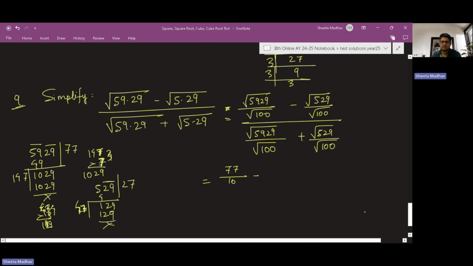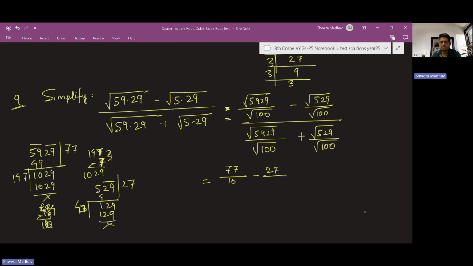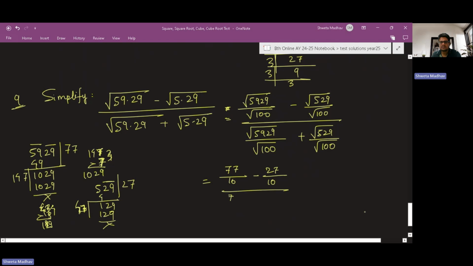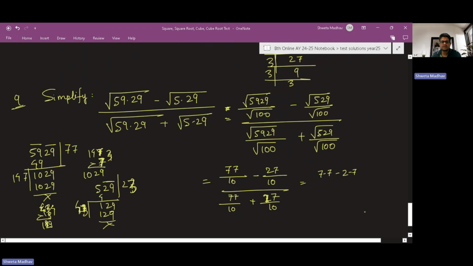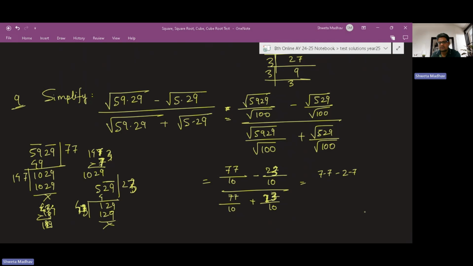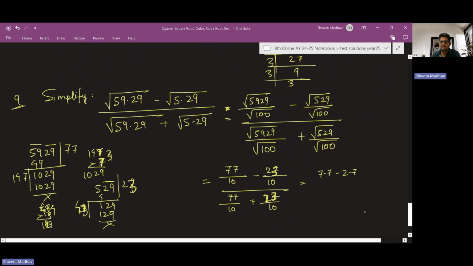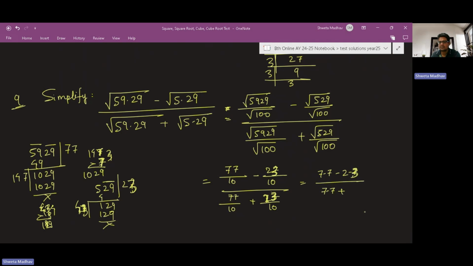So the square root of 529, that is 23, divided by the square root of 100, that is 10. Sorry, this is 43 into 3, I have to take 43 into 3, that is 129. So the square root of 529 is 23. So it is 7.7 minus 2.3 divided by 7.7 plus 2.3.